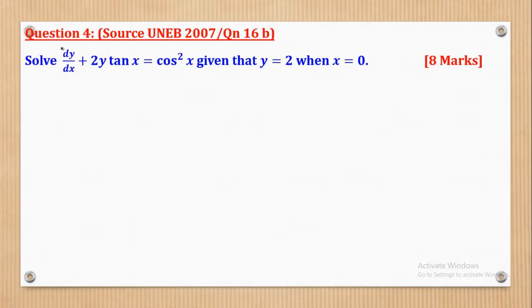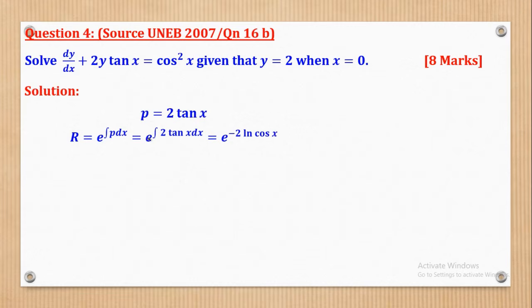So now we shall go to question 4, which came from UNEB 2007 paper 1 question 16b, and says solve this given that y is equal to 2 when x is equal to 0. So here the good thing, the coefficient of dy/dx is already a positive 1. So what I will do, I'll just look for the coefficient of y, which is 2 tan x, and that will be the value of p. After getting p, I can easily get my integrating factor.